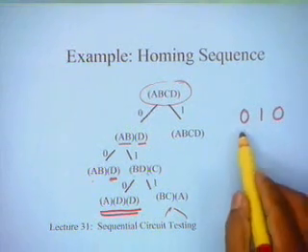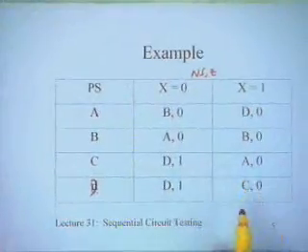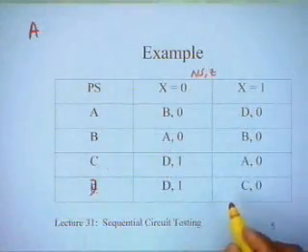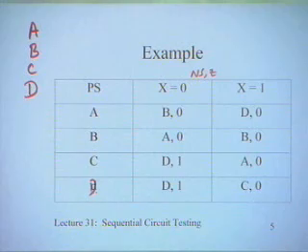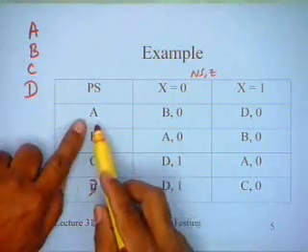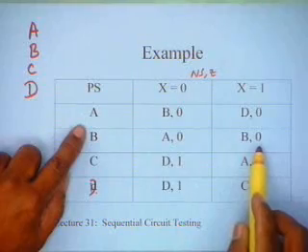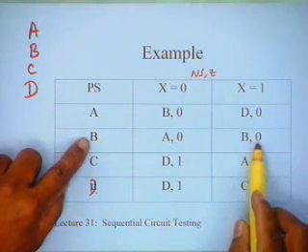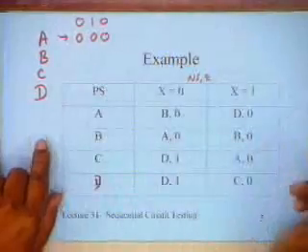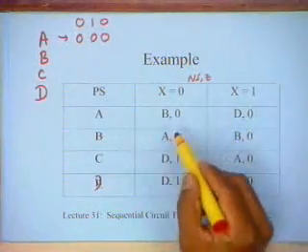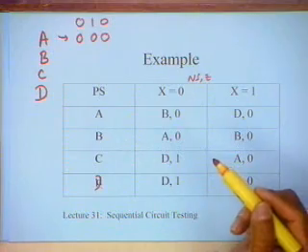So what is the meaning of this homing sequence 0 1 0? Let us see what happens when you apply it. I can start from any of the initial states A, B, C, D, and apply 0 1 0. If I am in state A, 0 will take me to B, so the output is 0 0 0. Once this output is 0 0 0, I know what state I have reached.